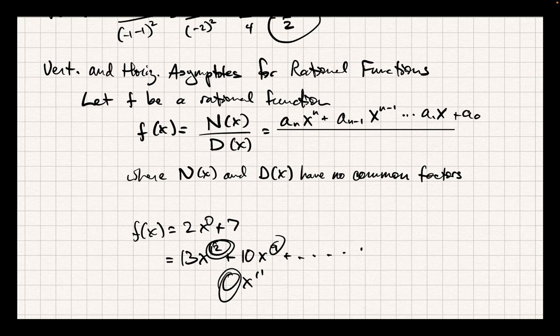So in the denominator, instead of using a, I'm going to use b. I can't really use a sub n because that means they have to be the same. So b sub m times x to the m.